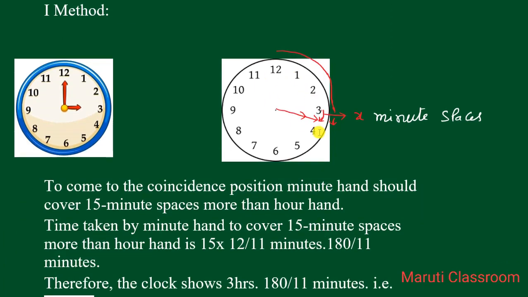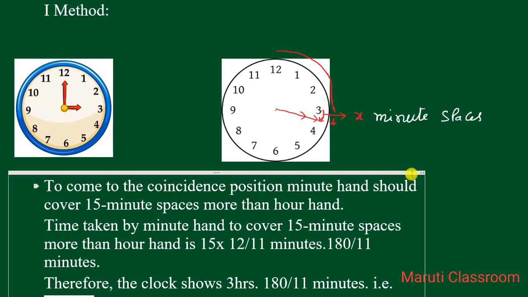So the hour hand covered x minute spaces, the minute hand covered 15 plus x minute spaces. Tell me how many minute spaces the minute hand covered more than the hour hand. The minute hand covered 15 minute spaces more than the hour hand to come to this position. Here I told you one thing. I asked you to remember it, as we will use it like a formula later to solve problems.